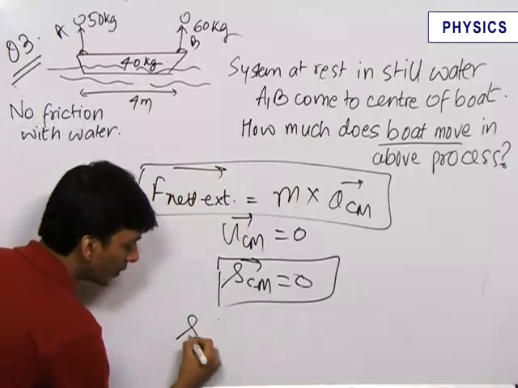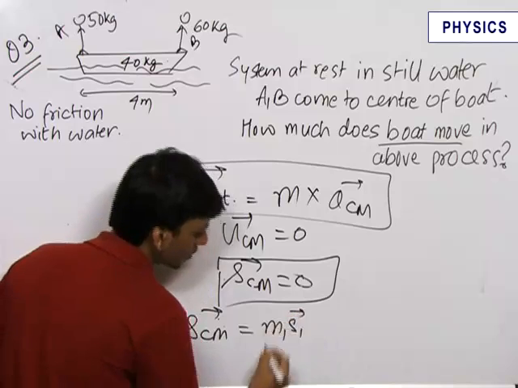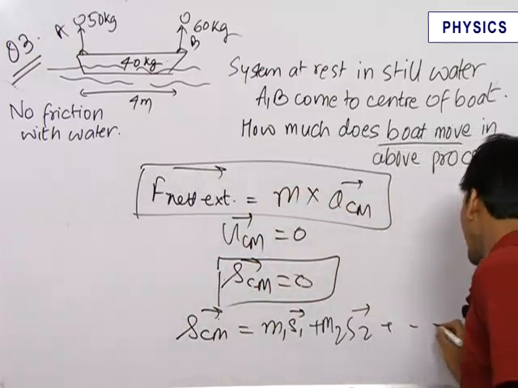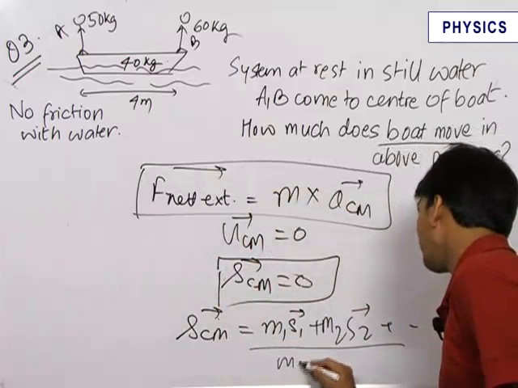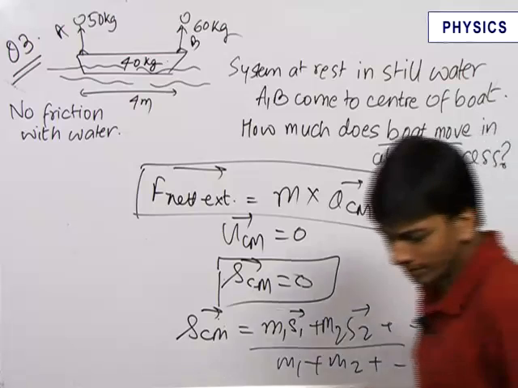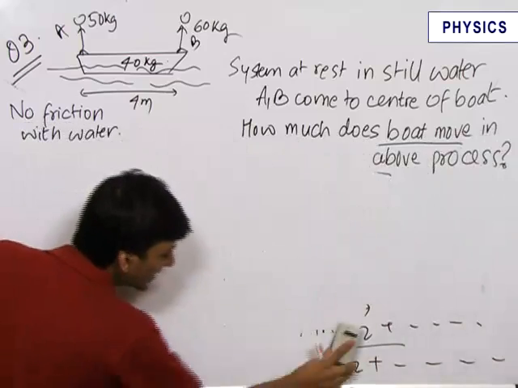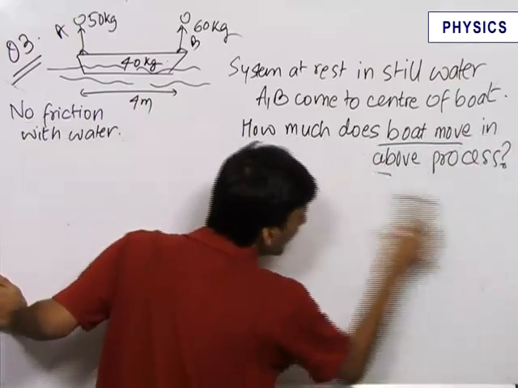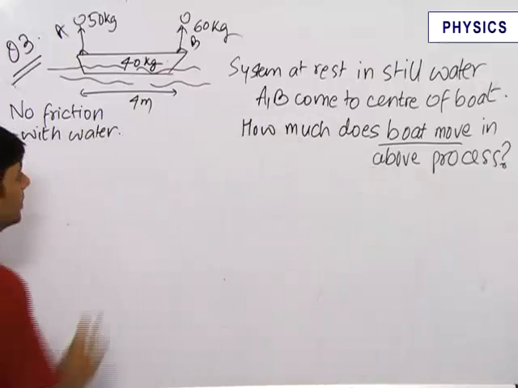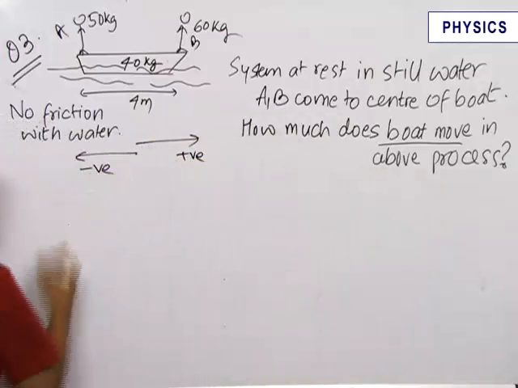The displacement of the center of mass is equal to m1s1 plus m2s2 plus m3s3 and so on, upon m1 plus m2 plus m3 and so on. So let us apply this in this question. While writing the displacements, you have to be very careful about the directions, because displacement is a vector quantity. Let us take this direction to be positive and this direction to be negative.